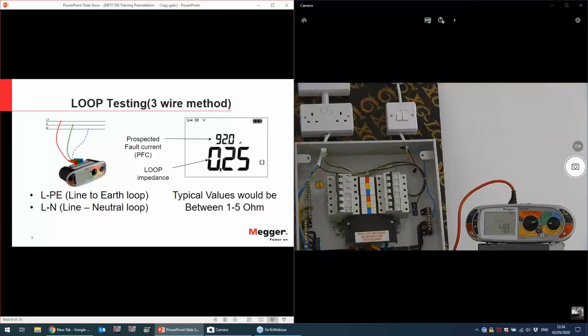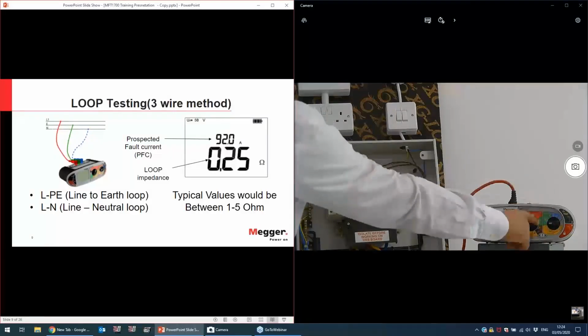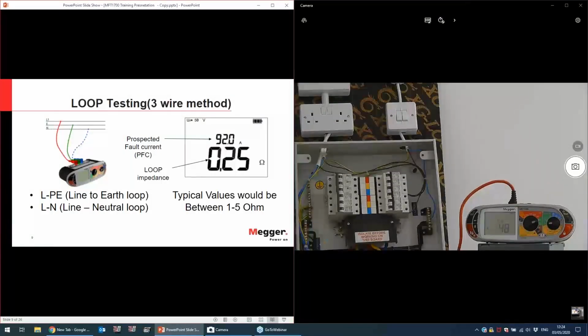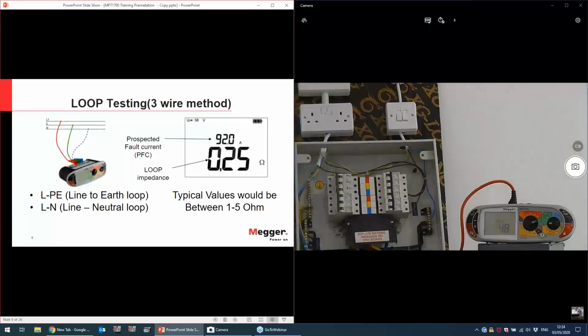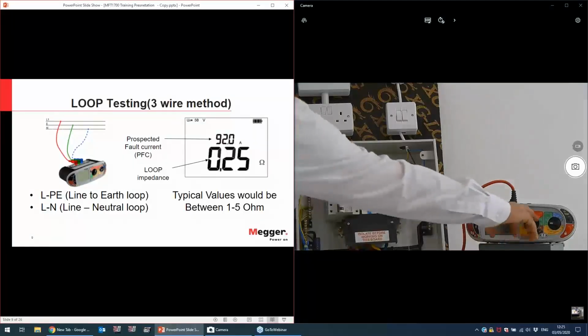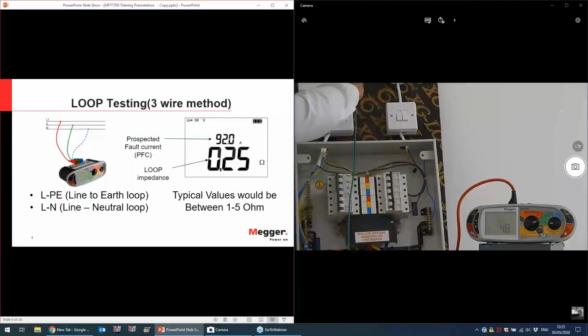In case you want to do this test between line and protective earth, there is no tripping of the RCD for this instrument. But in case you did it for line to line or line to neutral, most likely you will be tripping the RCD for each measurement. So today we're only going to conduct the test between the line and earth conductor. So I will connect here to my circuit or socket.